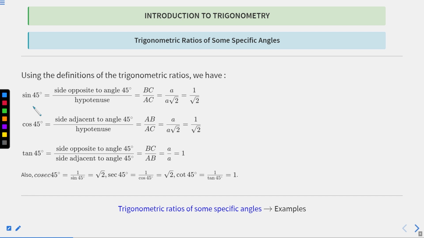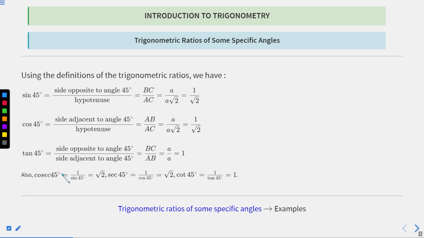Now come to the cosine of 45 degree. Cosine of 45 degree is equal to side adjacent to angle 45 degree by hypotenuse, that is equal to AB by AC, which is a by a times root 2, equal to 1 by root 2 also. And tan 45 degree is equal to side opposite by side adjacent, that is BC by AB. The length of BC is a and the length of AB is also a, so this is a by a, which is equal to 1. So tan 45 degree is equal to 1.